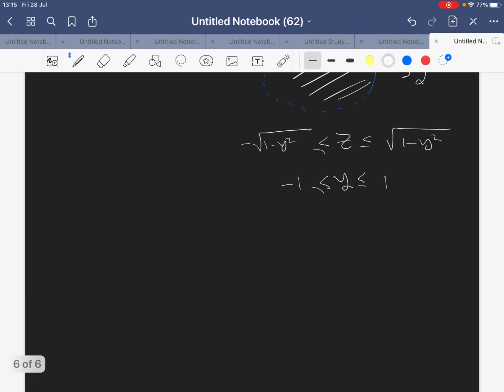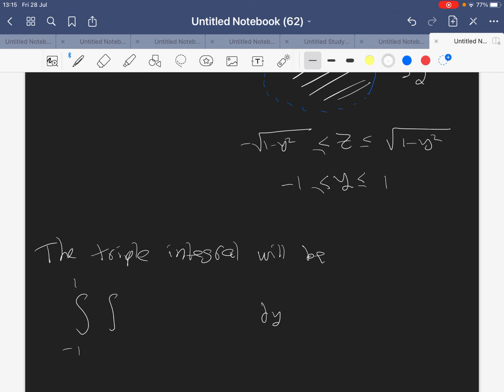So finally, the triple integral will be the integral from minus 1 to 1 dy. Integral from negative square root 1 minus y squared to square root 1 minus y squared dz. And finally, integral on the x from 4y squared plus 4z squared to 4, dx. Now, this is much easier. Just let me write it as a note.